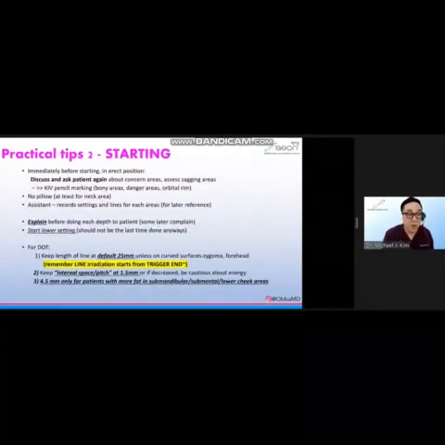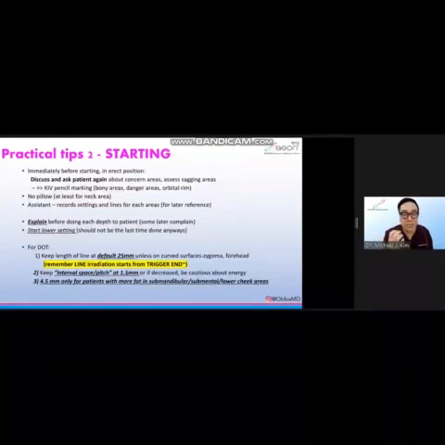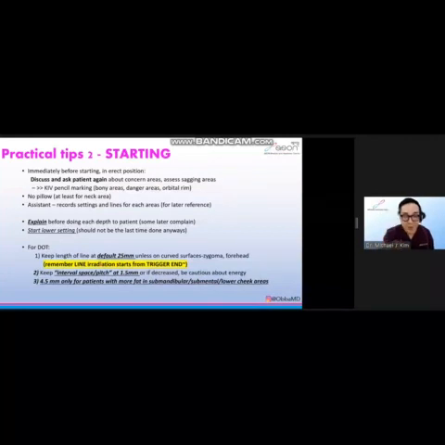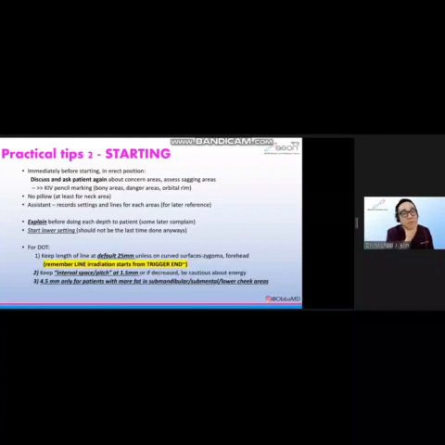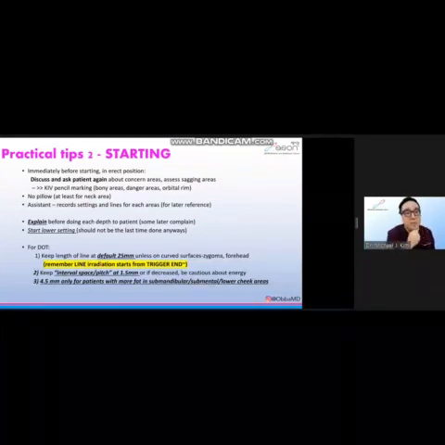Immediately before starting, in the erect position, discuss and ask the patient again about areas they're concerned about. What you see as a concern area might not be their area of concern. Assess their sagging areas, talk with them, and if you need, mark with a pencil, because when you lie down, the area might not be as visible as when they're erect. Try not to use a pillow, at least for the neck area. Otherwise, you're going to have very little visualization and access to the submandibular area.